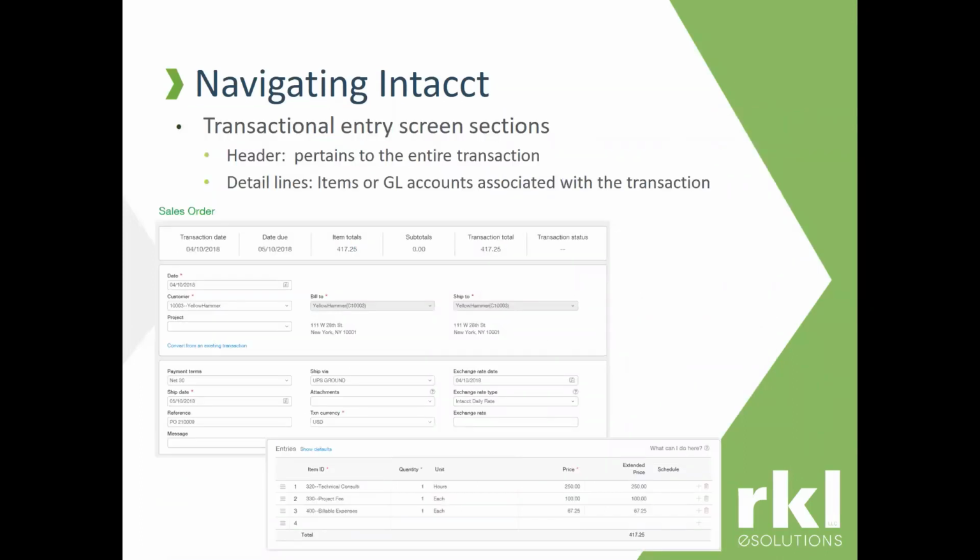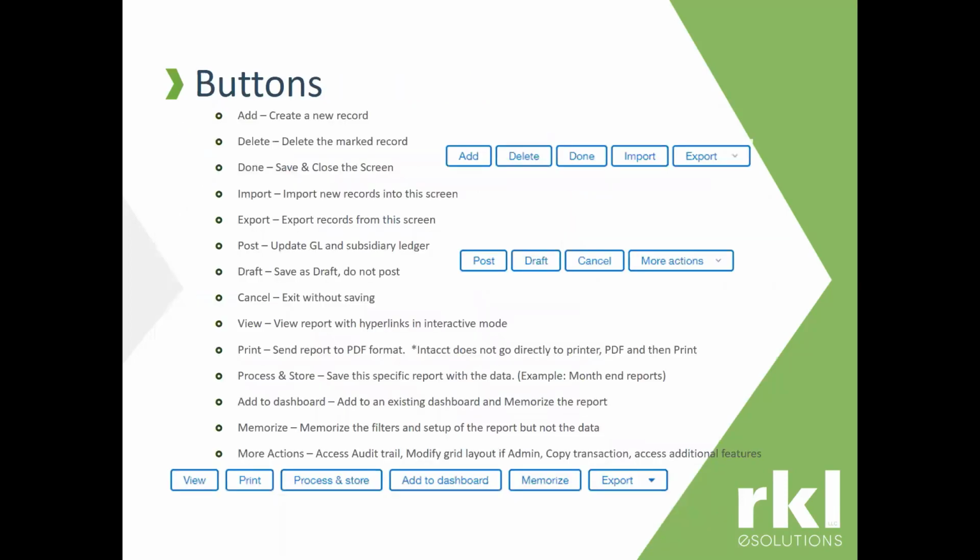All of the transaction screens are set up with a header and lines. There's one header to multiple lines. The reason this is important to note is when you're creating custom views or custom reports, you need to know where the data is being stored, if it's stored at the header level or the line level. This slide here is for your reference, and it explains what the different buttons do.